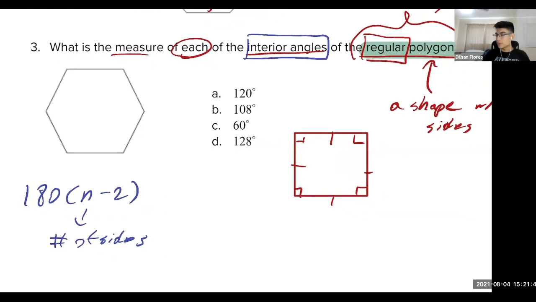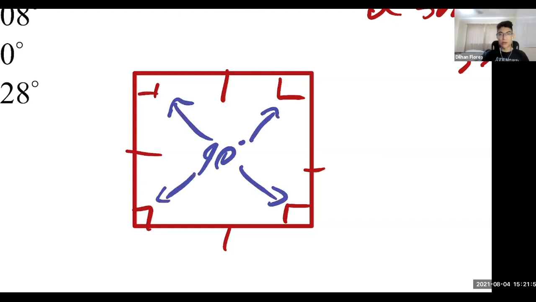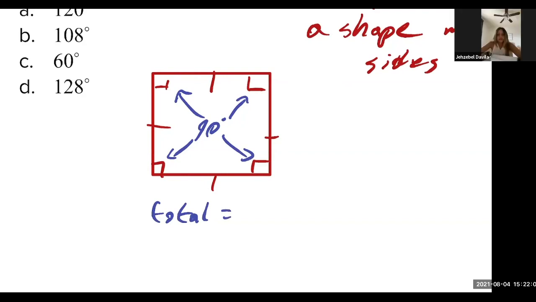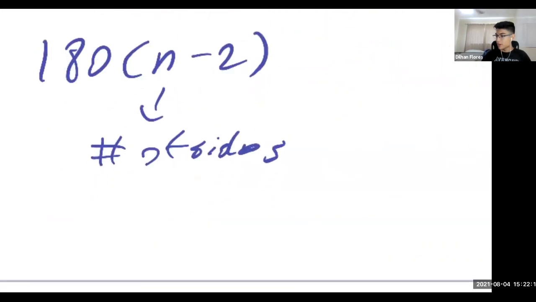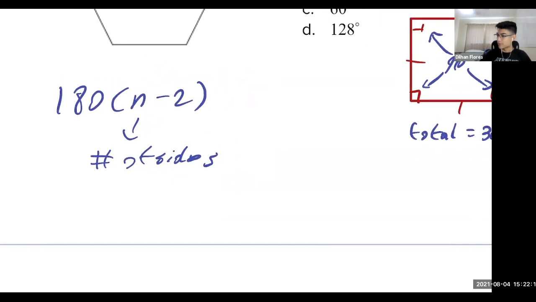Okay, looking at a square, we have 4 right angles. That means each one is 90 degrees. So what is the total amount of degrees in a square? 360. Awesome. So it's 360 degrees in a square. Let's prove it. We can plug in 4. Let me change the color. I'm going to go red for the square.